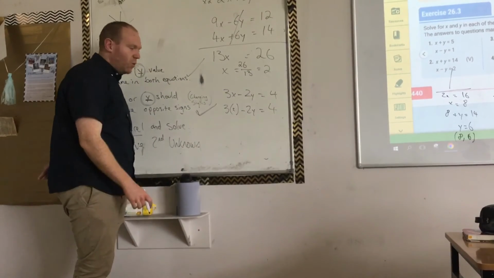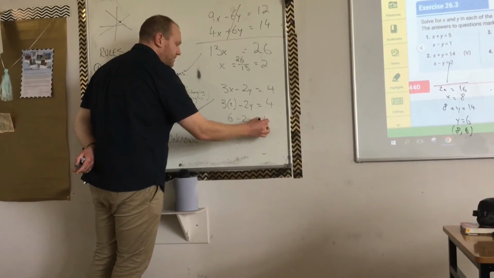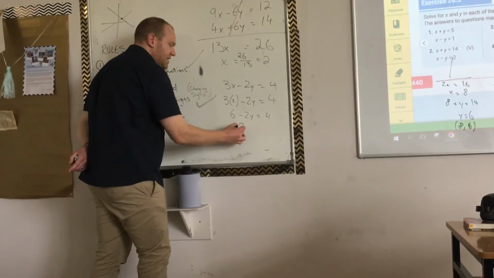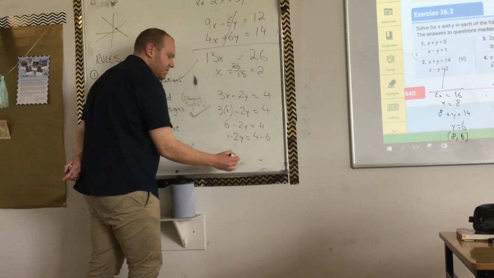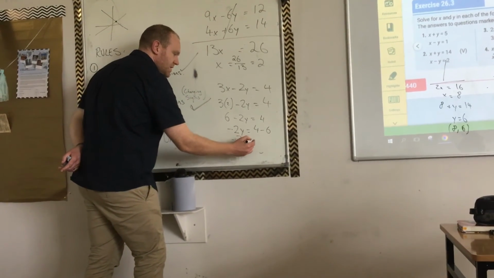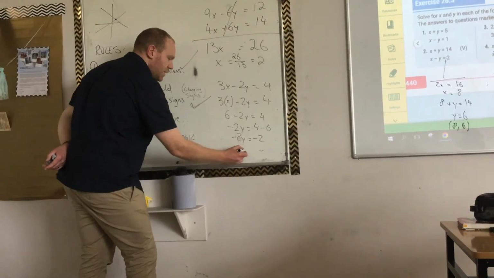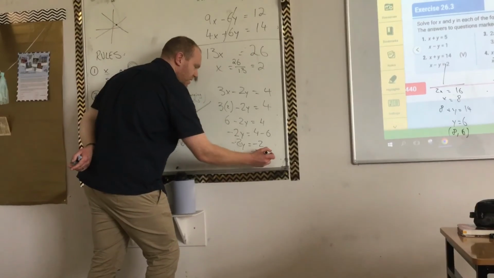I now know what x is, so I'm going to substitute that in. And now I solve for y. I end up with 6 minus 2y is equal to 4. I bring the 6 over, it becomes a minus. Minus 2y is equal to 4 minus 6, so minus 2y is equal to minus 2. Then y is equal to minus 2 over minus 2, which gives me 1.